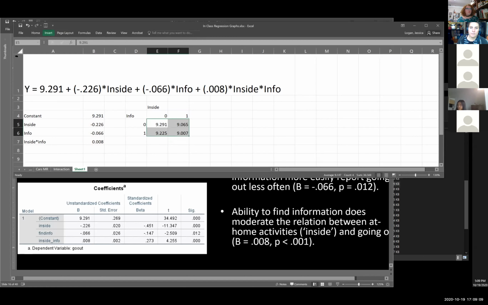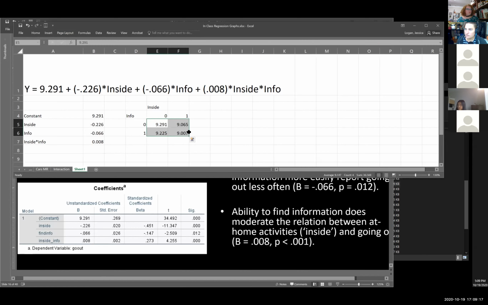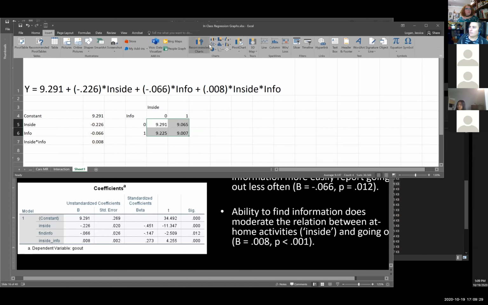Let's look. We've got insert. Oh, it looks like, did somebody get a different answer than me on this last one? 1, 2, 3, 4, 5, 6. Okay. No, no. Okay, got it. All right, so I'm going to insert a graph.